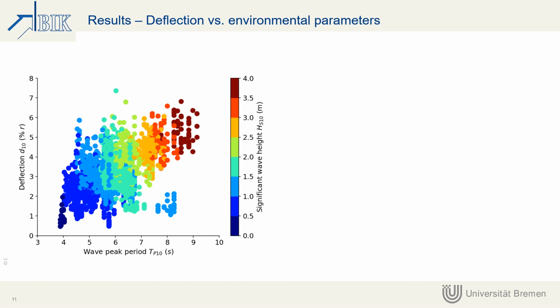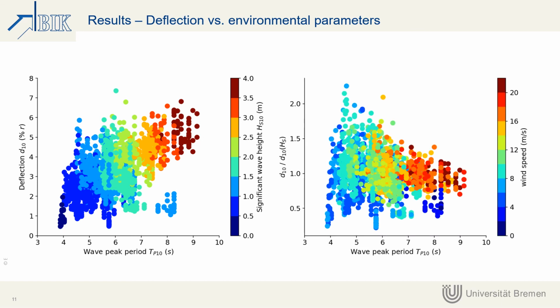By applying this normalization, values below 1 would indicate less than linear behavior for the observed deflection. Values larger than 1 indicate nonlinear behavior. This is shown on the right. As the wind can of course also influence the observed deflection, the data points are additionally colored by wind speed.